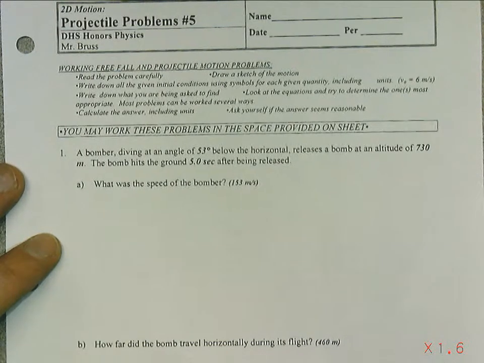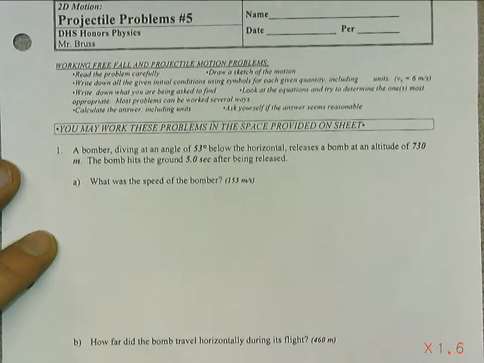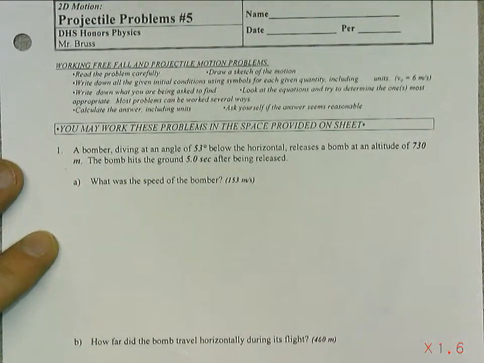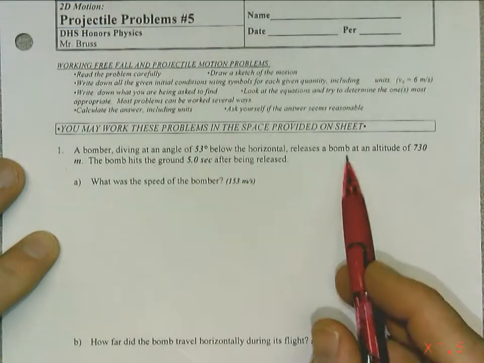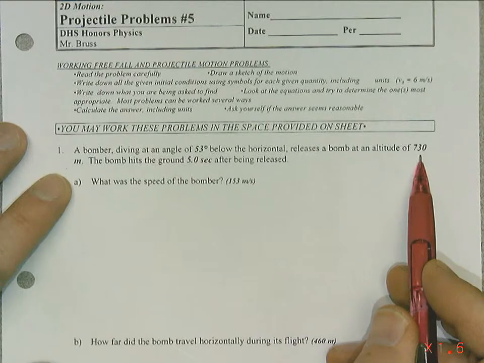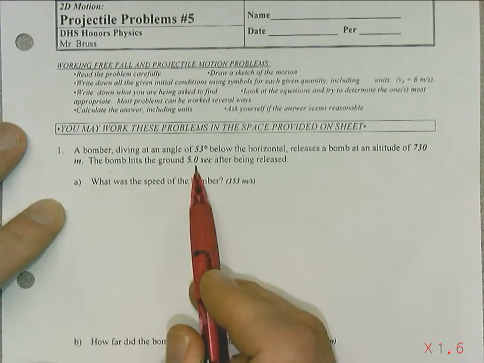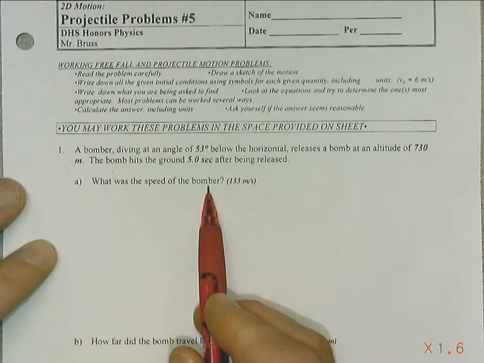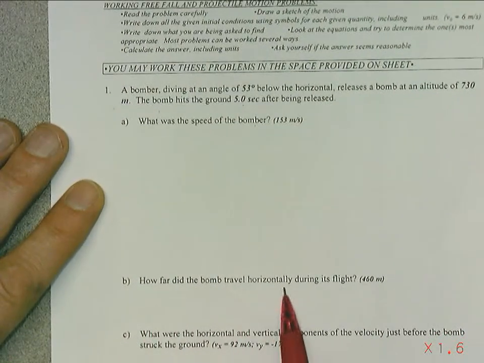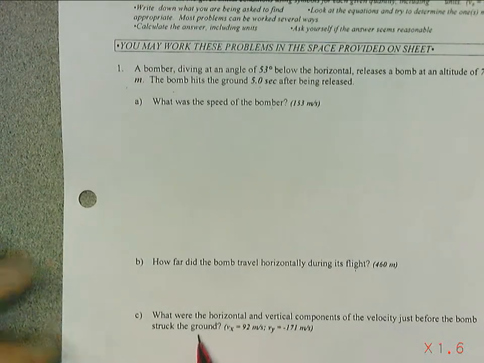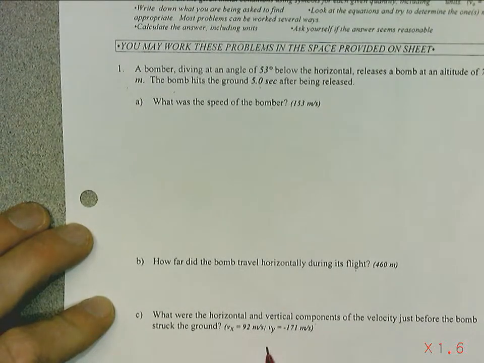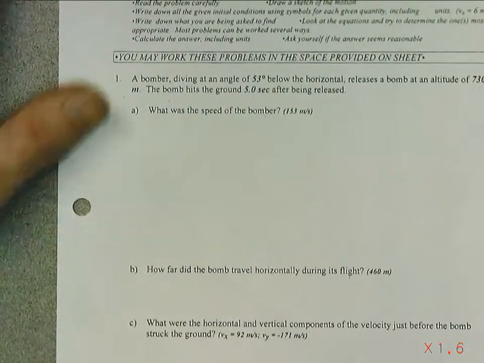Projectile problems number 5, and we're going to look at problem number 1, the bomber problem. A bomber diving at an angle 53 degrees below the horizontal releases a bomb at 730 meters in the air. The bomb hits 5 seconds later. We've got to find the speed of the bomber, and we're going to find how far the bomb traveled horizontally during the flight, and then the horizontal and vertical components of the velocity just before it hits the ground. This looks like fun, as all these problems are.